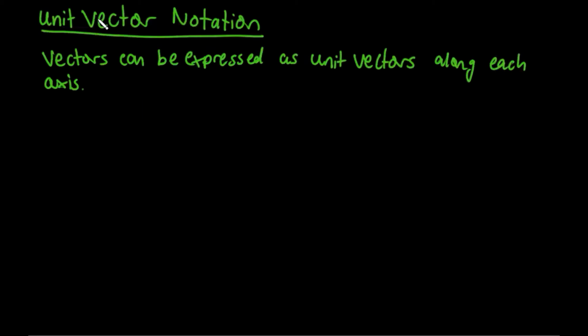When we use unit vectors, we often like to use unit vector notation, which is just a way that we can write vectors as unit vectors that are along each axis, so the y and the x-axis. When you get to 3D vectors, you would add in your third dimension axis, which is your z-axis. But for now, we're just going to be using our x and y axis.